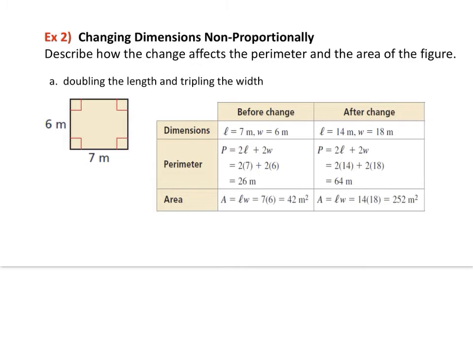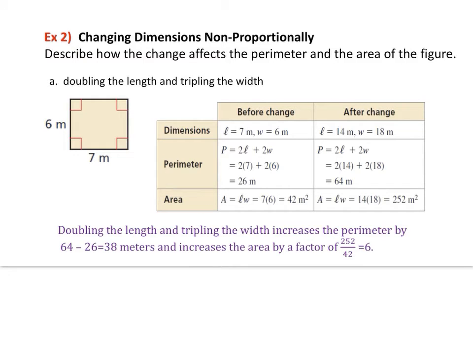Wow. Okay, so 26 compared to 64, so if we're comparing the perimeter, what's that difference? Looks like it's a difference of 38. And then divide the original into the new area, or divide new area by the original area, and it's about 6. So doubling the length, tripling the width, increases the perimeter by about 38 meters, and increases the area by a factor of 6.